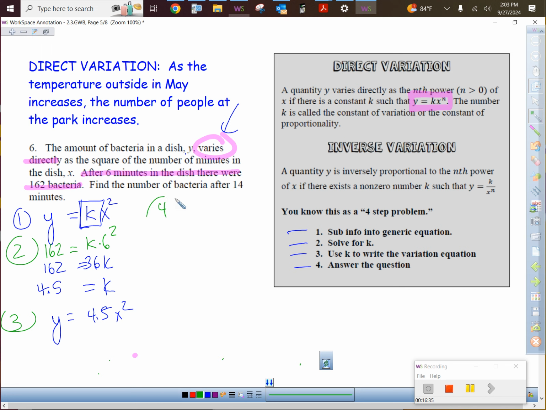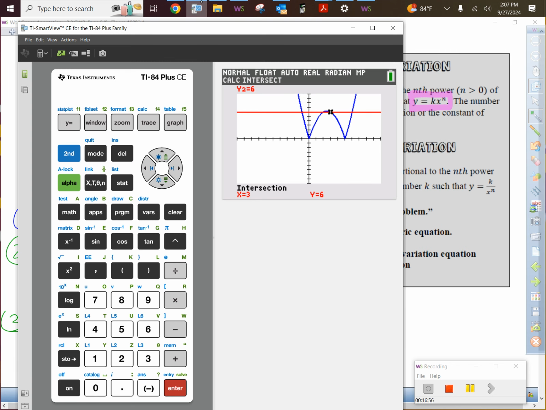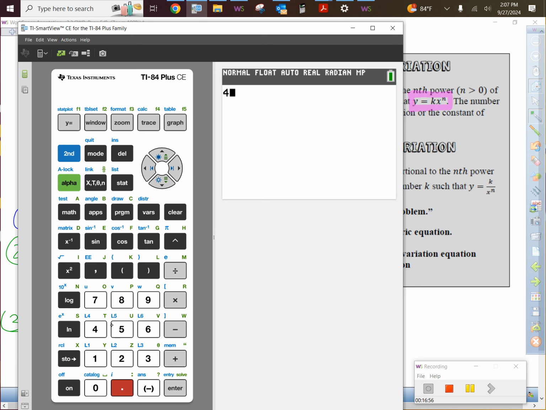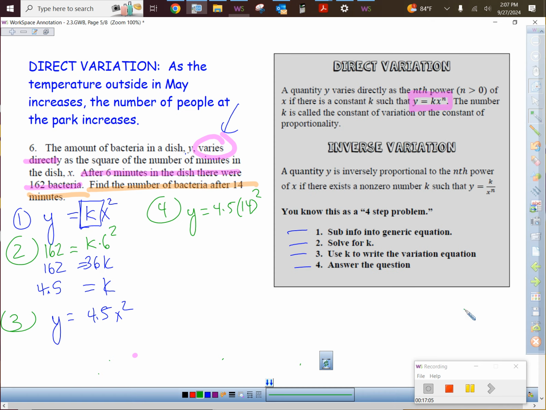And then step 4 is answer the question. They say find the number of bacteria after 14 minutes. You tell me, where does the 14 go in for? In for X or in for Y? In this case, it'll be X. It doesn't always go in for X. So we will do Y equals 4.5 times 14 squared, and we will punch that in. 4.5 times 14 squared. And did you get that big old number of 882?